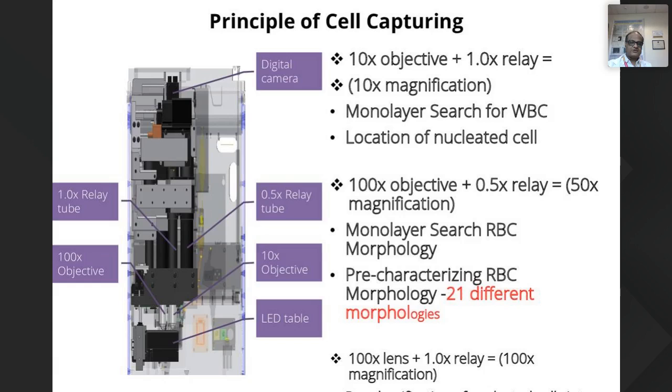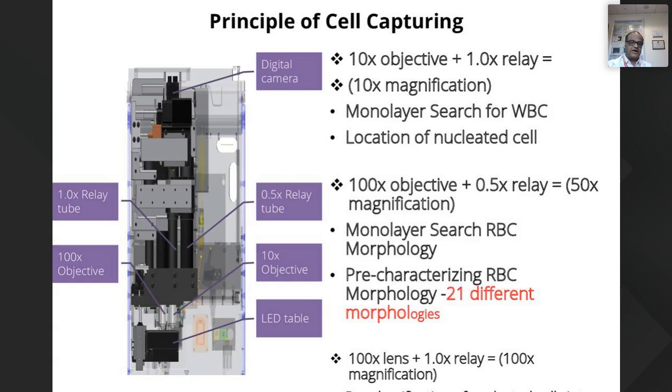Now, if you take a 10x objective, a monolayer search is usually done for the WBC, and the location of any nucleated cell is identified, and they're going to check for the stain quality. I'm going to show you how they check for the stain quality itself.